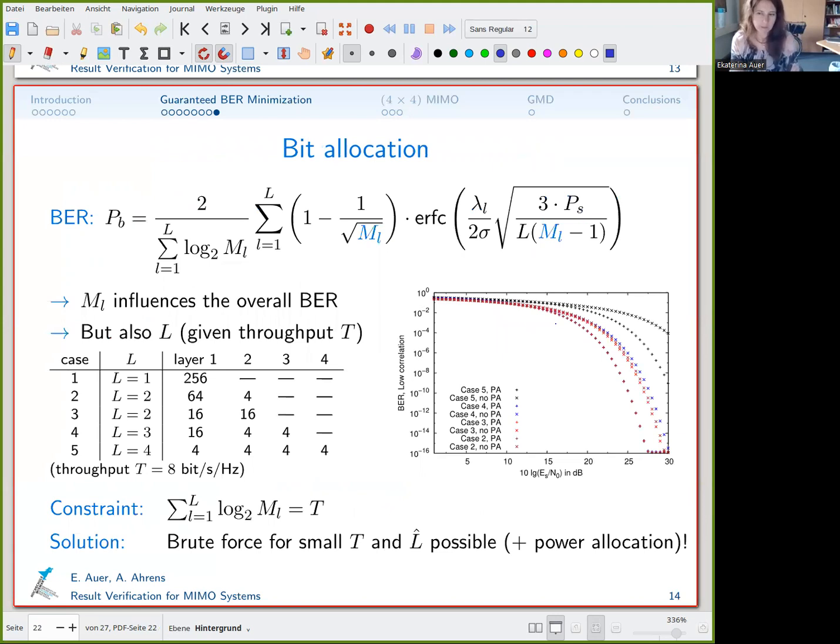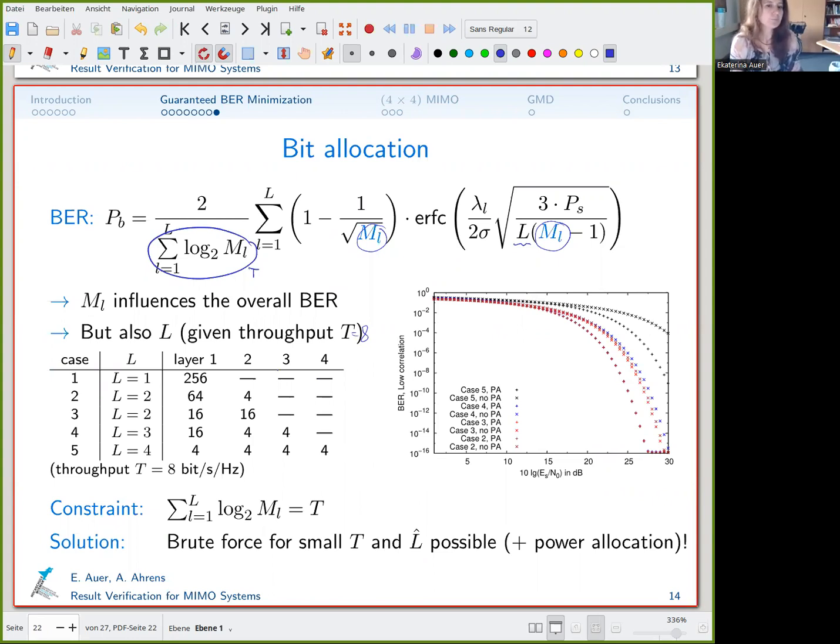Okay, what about bit allocation? In the case of bit allocation, we optimize with respect to those constellation sizes. So we see from the formula that those constellation sizes influence the overall bit error ratio, but also the number of active layers, given the constant throughput T that we have here. So what possibilities do we have for a constant throughput? For a constant throughput T equal to 8, we will have those possibilities for constellations. Those are not all possibilities, but some of them.